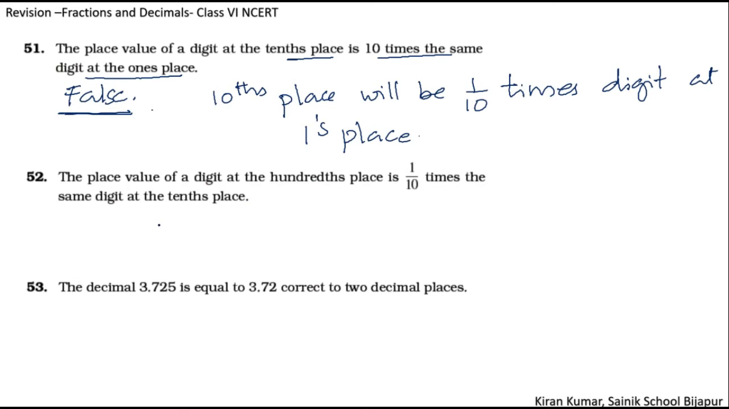Statement number 52. The place value of a digit at the 100th place is 1 by 10 times the same digit at the 10th place. This statement is true.